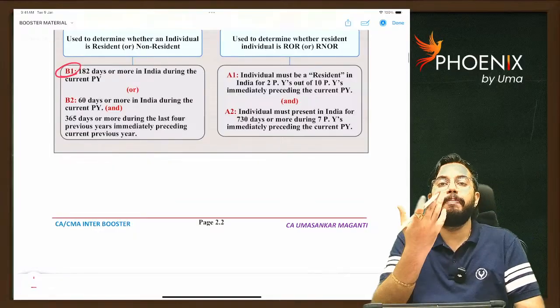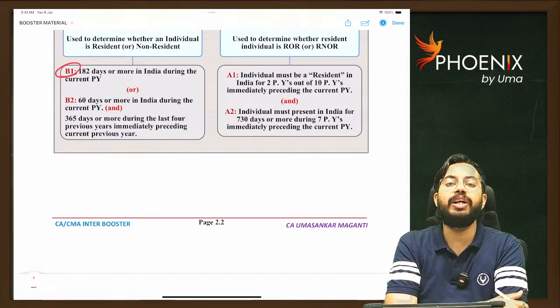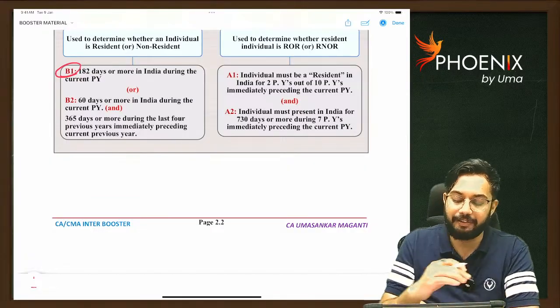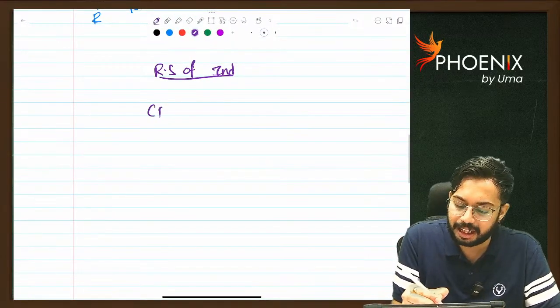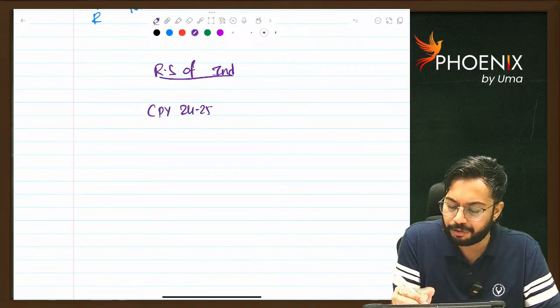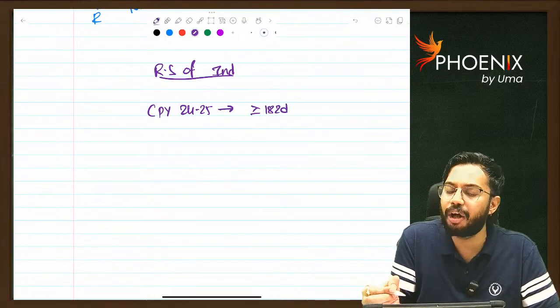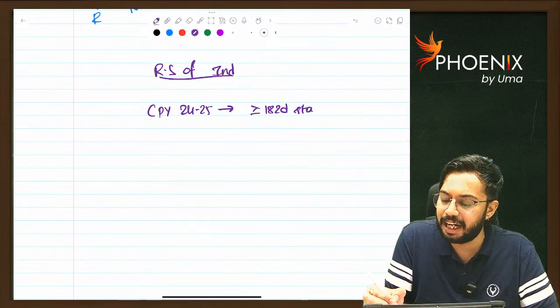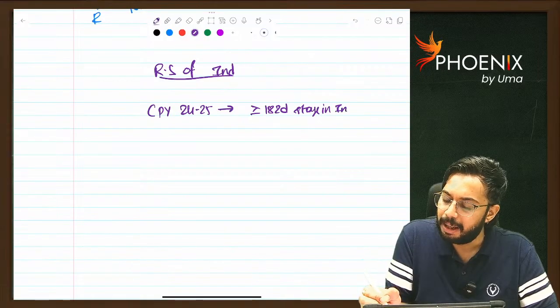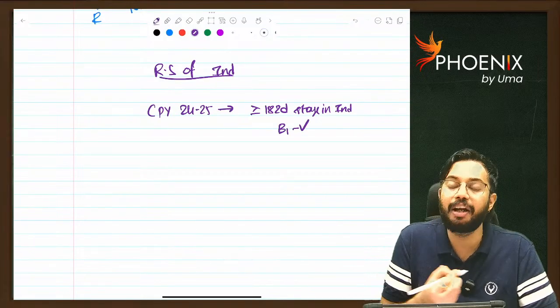B1. What does B1 say? An individual should stay in India for 182 days or more during the current previous year. What is the current previous year? Current previous year is 24-25. In 24-25, if any individual stays in India for greater than or equal to 182 days, then we can tell B1 is satisfied. Are you able to understand?